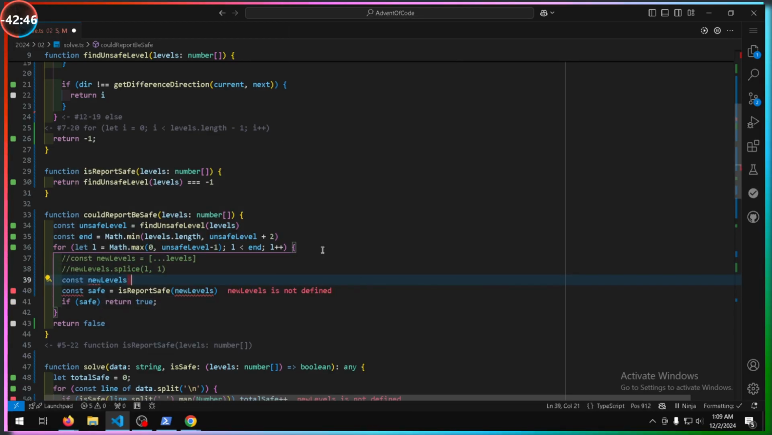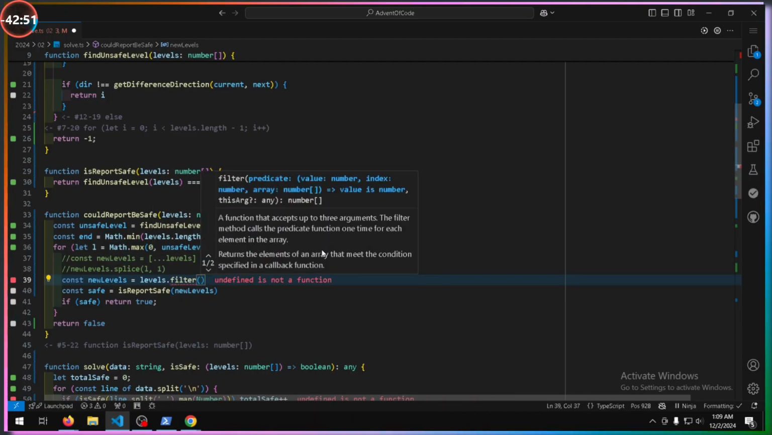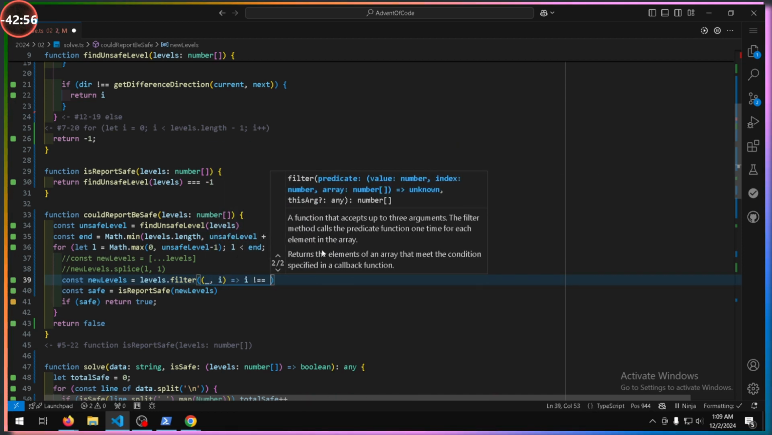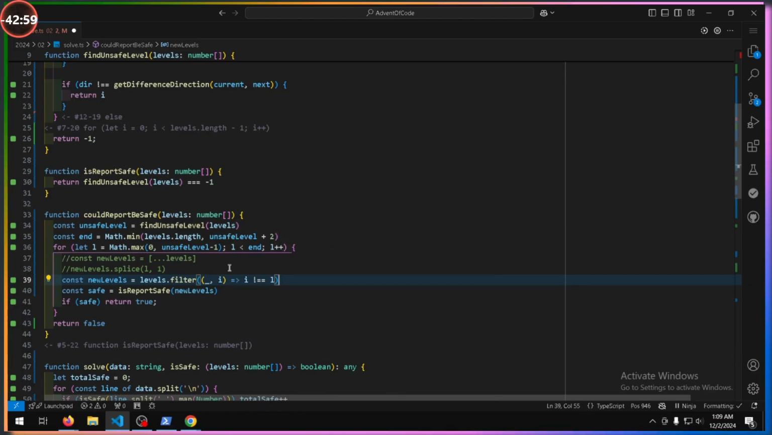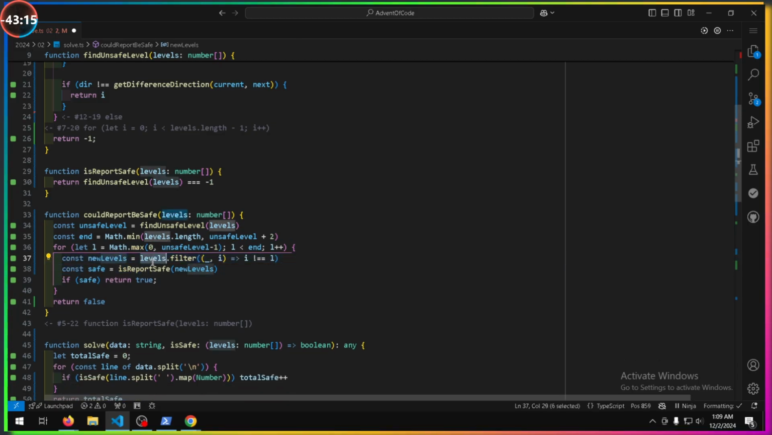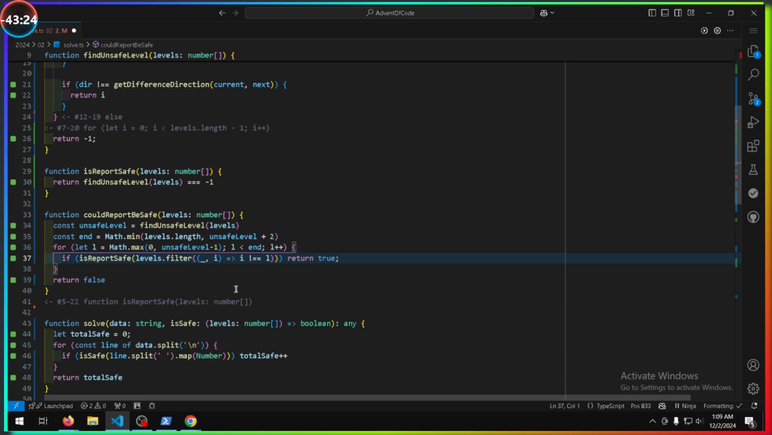Const newLevels equals levels.filter. Now we don't care about the level, we care about the index. Index not equal to level. Boom. So basically we were like, hey, give me all the levels, but then when it's the index of the one I don't want, don't give me that level. Computationally, maybe a little bit more, but we're still creating a new array in our memory. So I like it. I like it so much because it makes it a one-liner, which we can put out of all these variables. Ta-da!